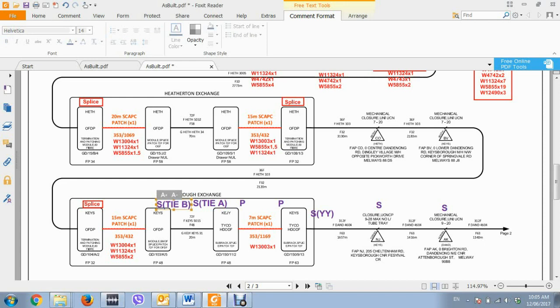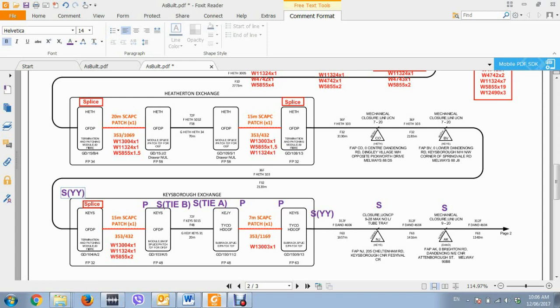Tie A and tie B refer to the tie cable, which is an internal cable inside the exchange connecting two ODFs together. So after that we have a patch here. Here we have a splice and it's going out of the exchange. There is no patch here since we spliced here, so we have no patch. So we will write directly S and between braces YY. We'll not write a patch here.